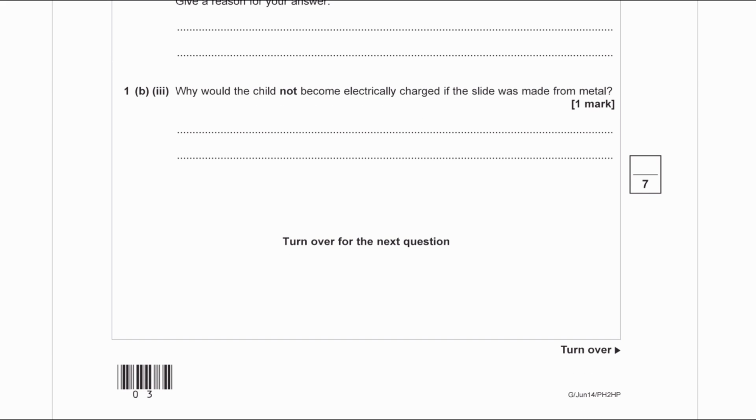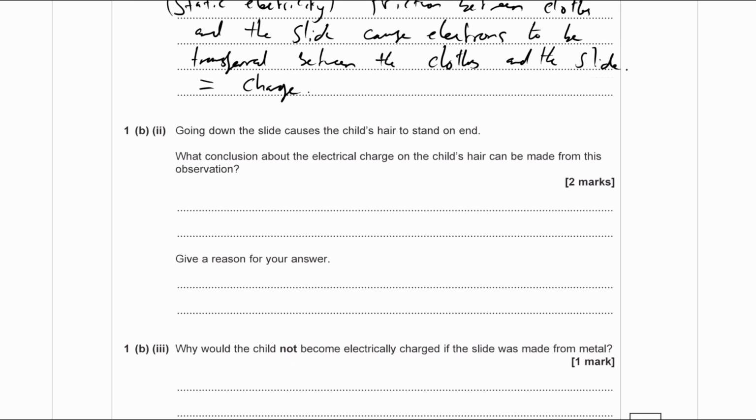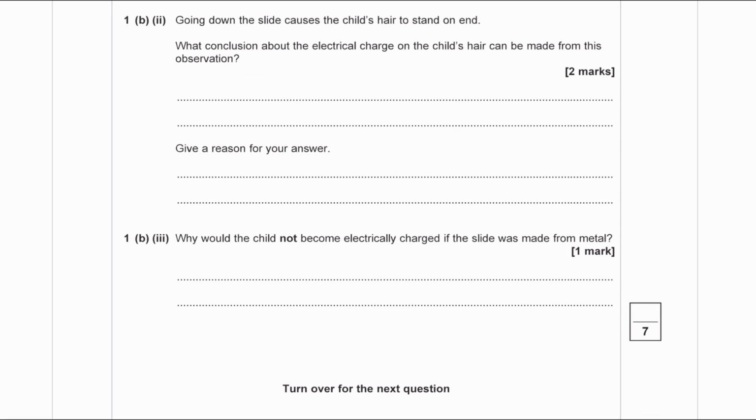Oh, sorry, let's go back up slightly, there we go. So in B part 2, going down the slide causes the child's hair to stand on end. What conclusion about the electrical charge on the child's hair can be made from this observation? Now it's easy in this case to think, well, I don't know whether the child's hair is going to be positive or negative, and in fact it doesn't matter, right?